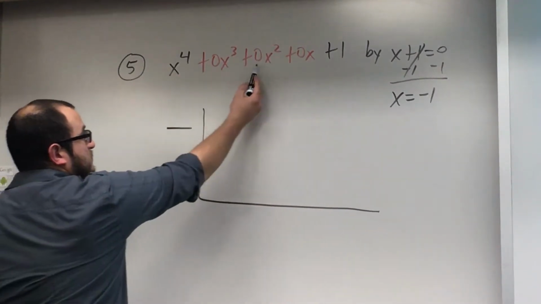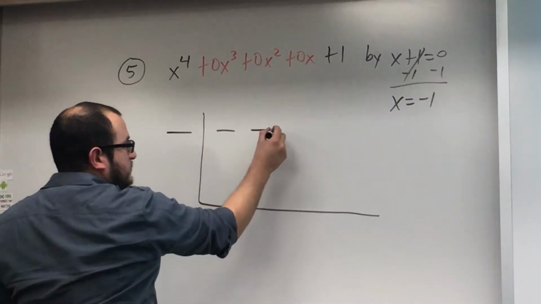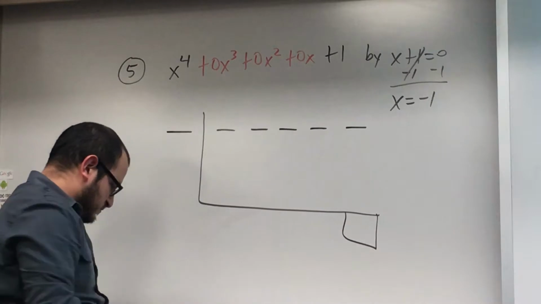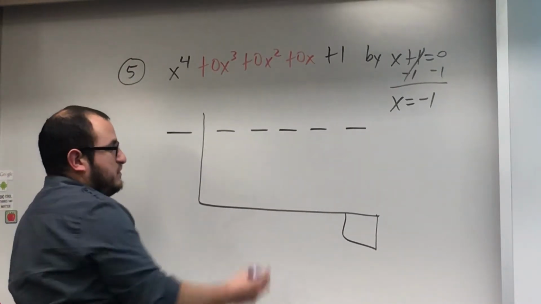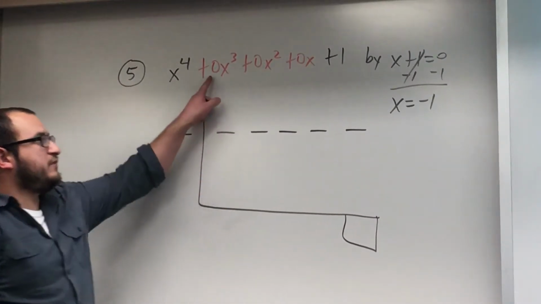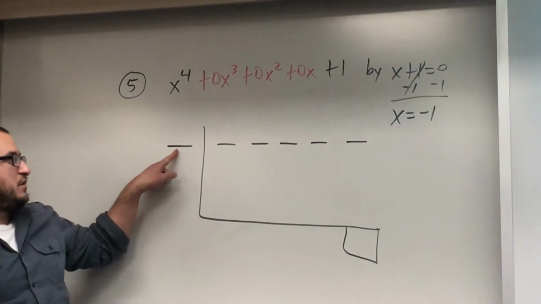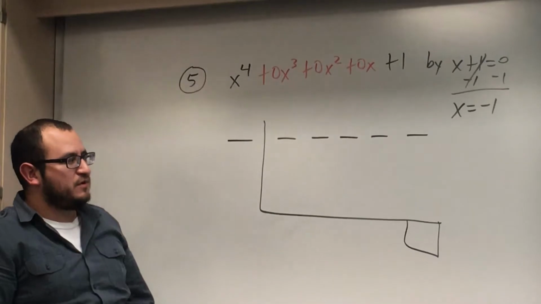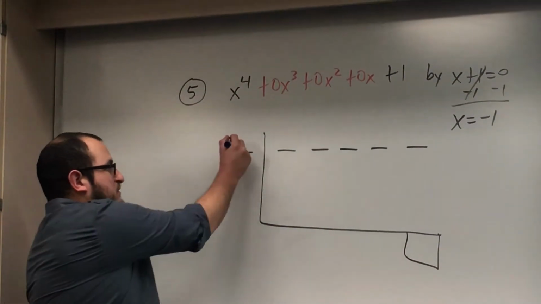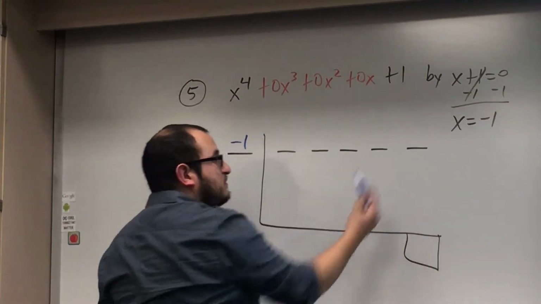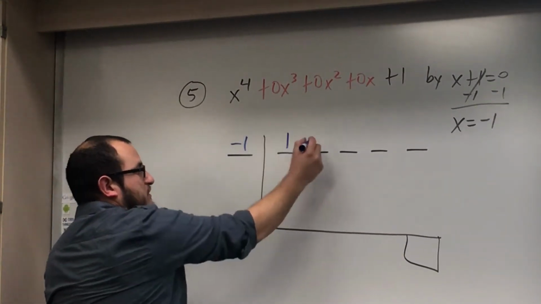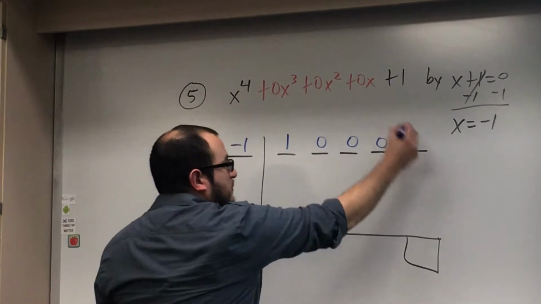We have 1, 2, 3, 4, 5. 1, 2, 3, 4, 5. So again, right here are all the leading coefficients of f of x. Here's going to be what you're dividing. In this term, we're going to be dividing by x plus 1, which is x equal to negative 1. So I'm going to go ahead and fill that in. What's the leading coefficient here? It's 1. Here is 0, 0, 0, and 1.